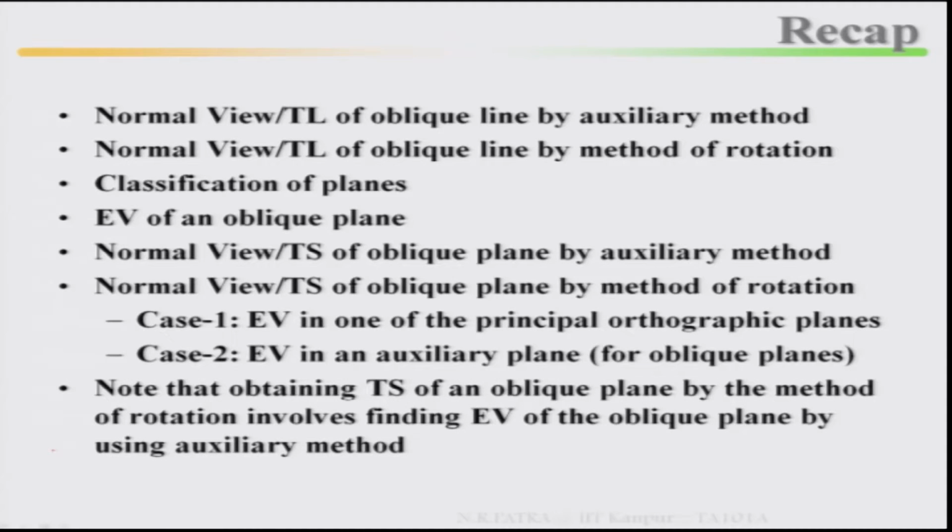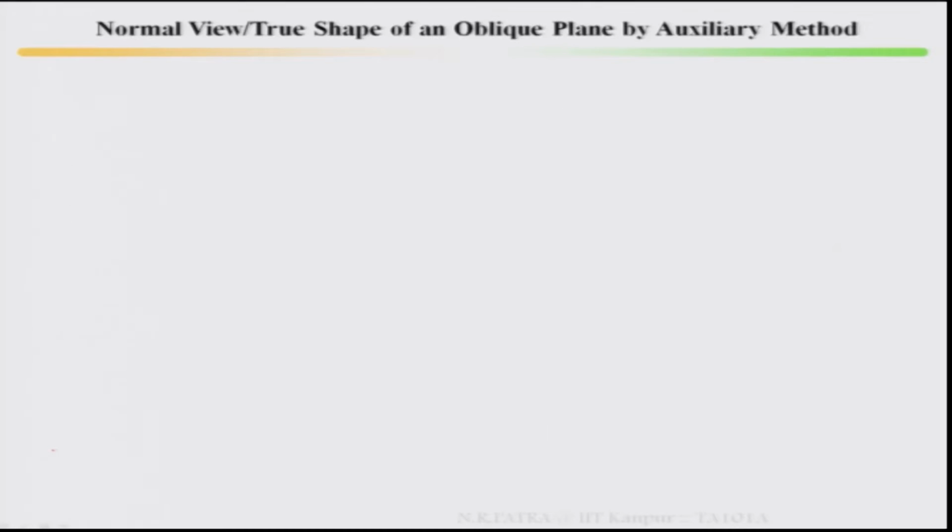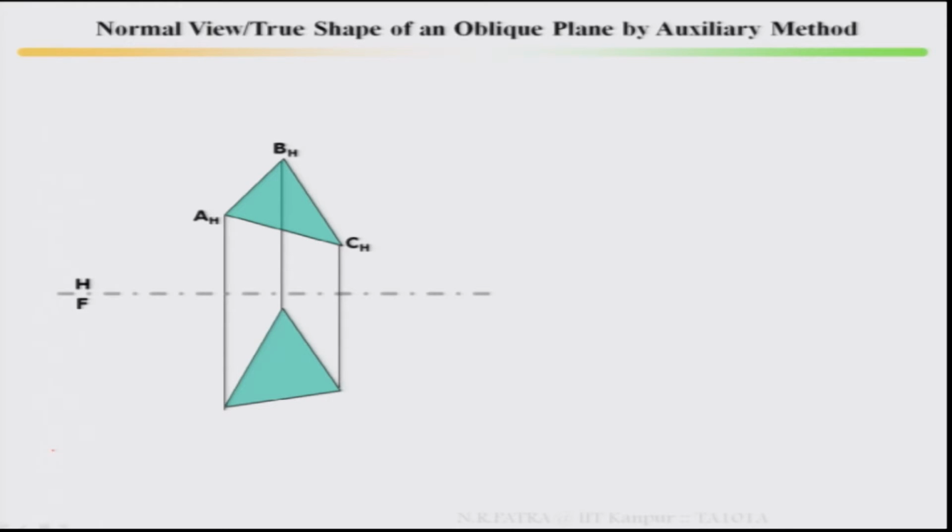Note that to get the true shape of an oblique plane by the method of rotation involves finding the edge view of the oblique plane by using the auxiliary method. So, let us review it. Plane at the top, plane at the frontal view. This has already been discussed, just for your reference. Take a line AD parallel to your hinge line, then project it back. Then AF and DF is the true length of the line AD.